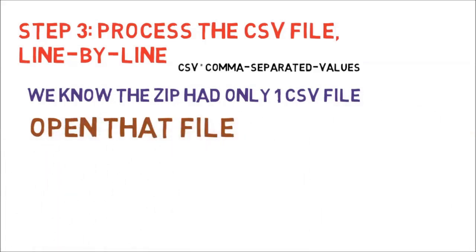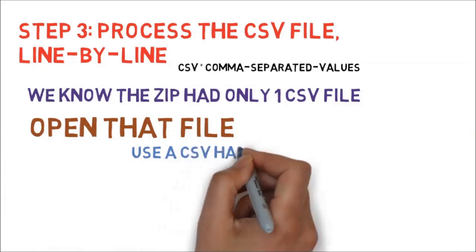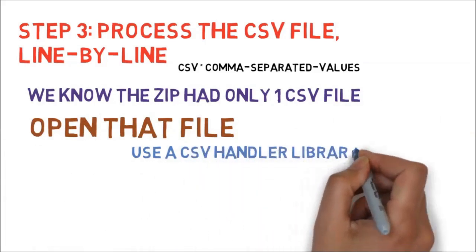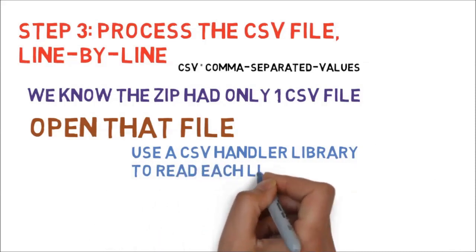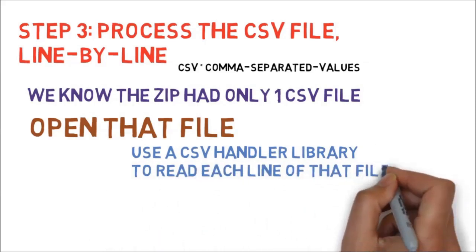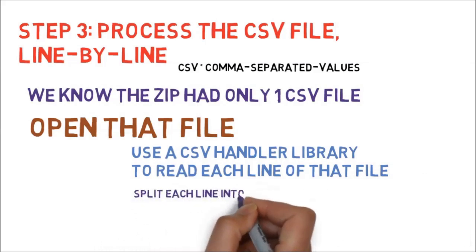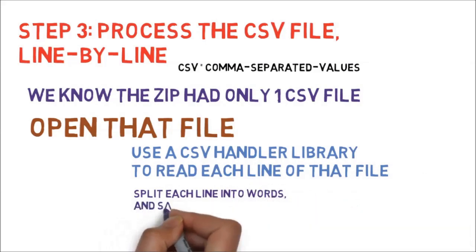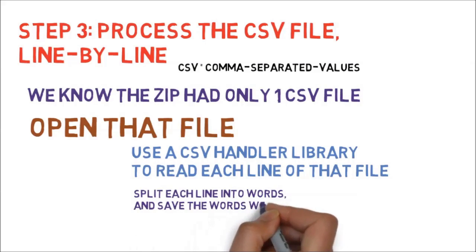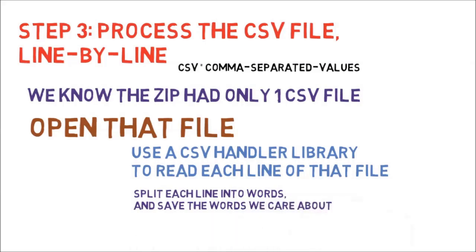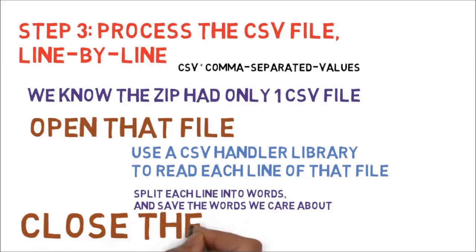So we'll open the CSV file first. This is always the first step with any file handling. First, open the file. Then we use a CSV handler library to read each line of the file. Now, each of those lines will have a number of different data points or a number of different words, only some of which we care about. So we might only care about the opening price, closing price, and the number of shares that are traded, and not any of the other data points that are present in the file. So we will save the words that we care about, and then before we move on to the next step, you have to remember to close the file.